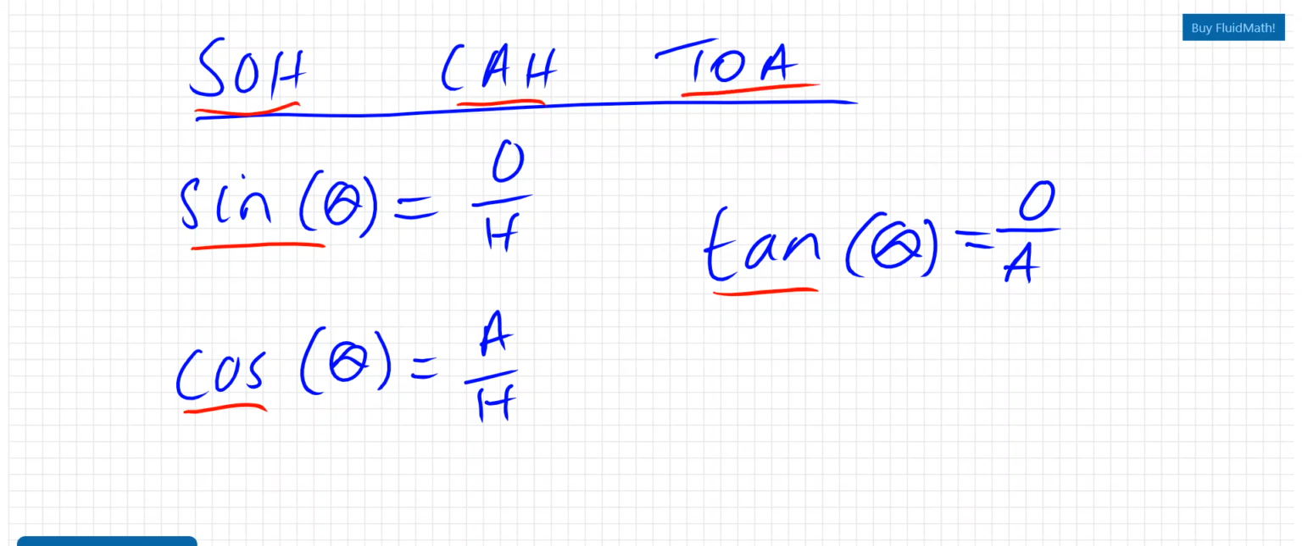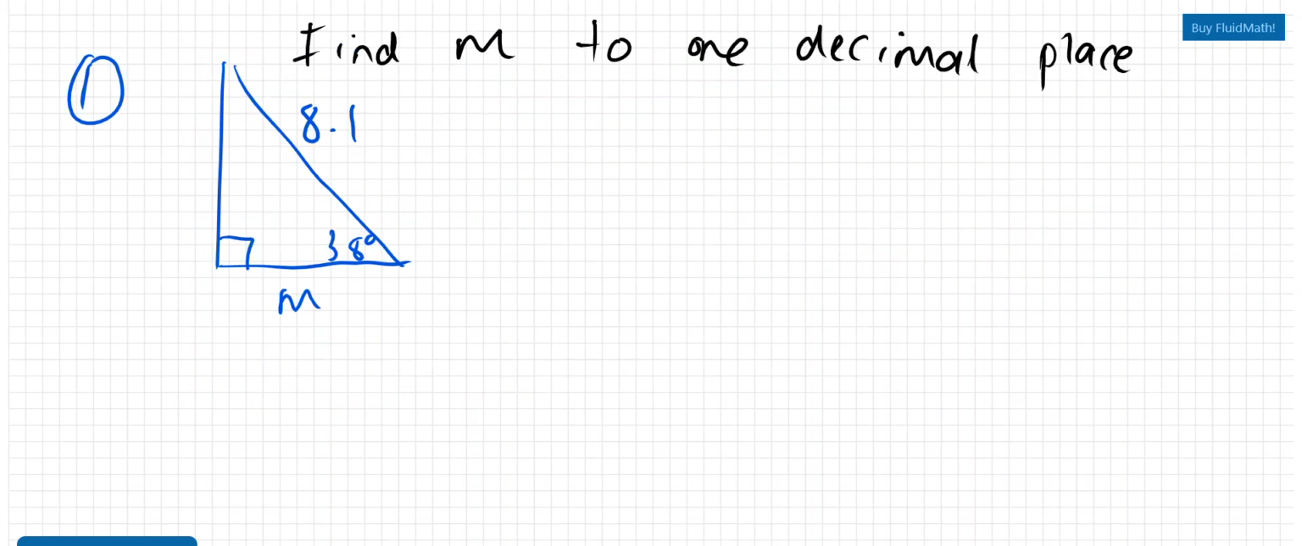It's really important you remember this order because sine is opposite over hypotenuse, cosine is adjacent over hypotenuse, and tan is opposite over adjacent. And you have to remember this when trying to find unknown side lengths.